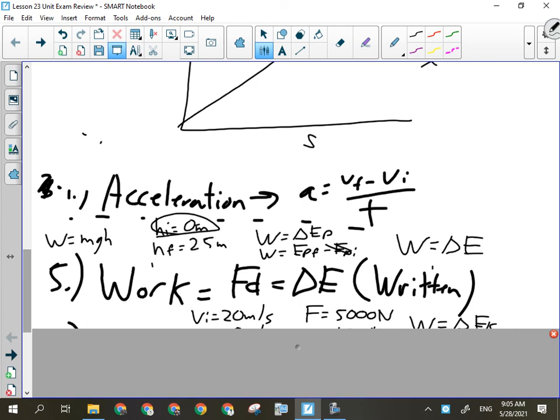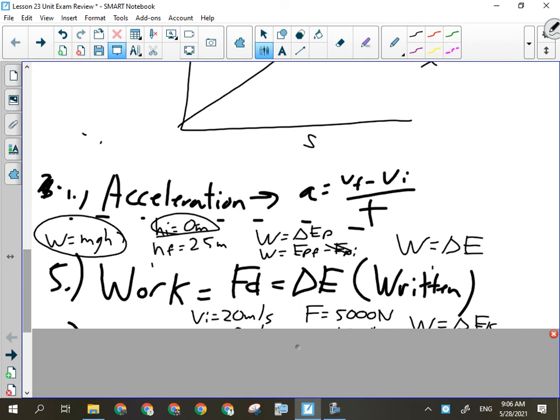How do we tell the difference? Right, one will involve a change in height, the other will involve a change in speed. If it involves a change in height, then we are talking about potential energy. If it involves a change in speed, then we're talking about a change in kinetic energy. So we look at that within the question and we identify this is going to be a work as a change in potential energy question.